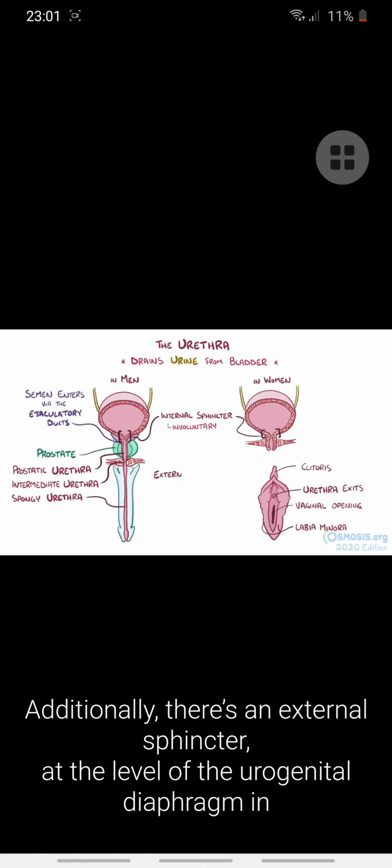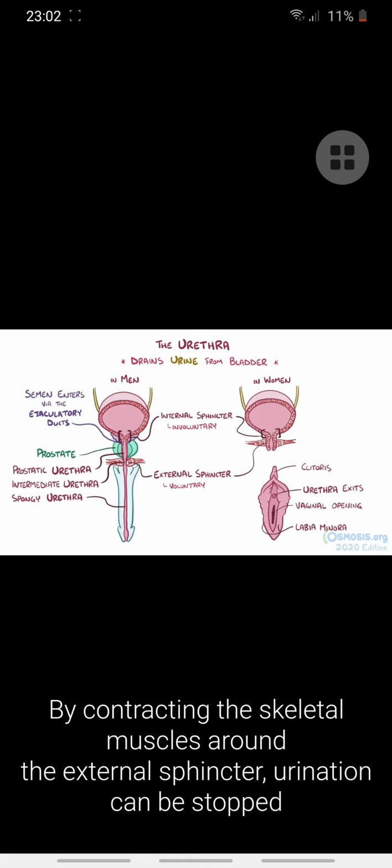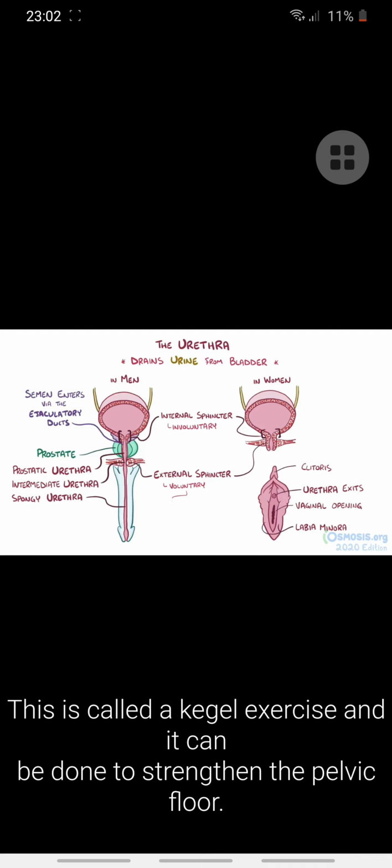Additionally, there is an external sphincter at the level of the urogenital diaphragm in the floor of the pelvis, which is under voluntary control. By contracting the skeletal muscles around the external sphincter, urination can be stopped voluntarily. This is called a Kegel exercise, and it can be done to strengthen the pelvic floor.